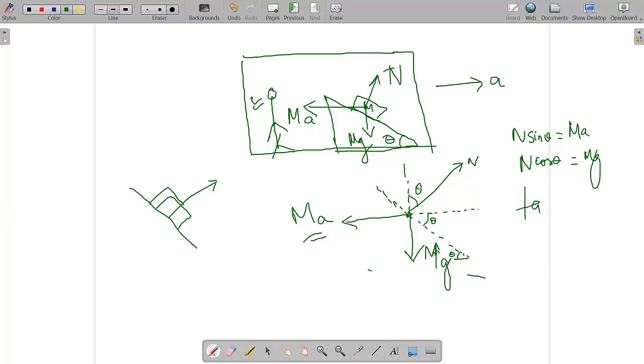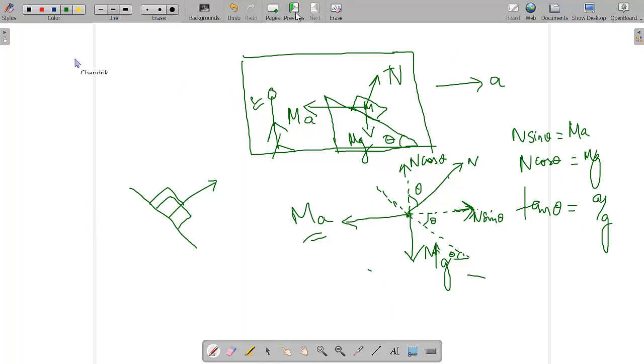Okay, so tan theta. n sin theta comes here, and n cos theta comes here. So n sin theta is equal to ma, and n cos theta is equal to mg. Understood, no? tan theta is a by g. So if the angle of the incline is such that theta is tan inverse of a by g, that incline is not going to fall down. Understood?